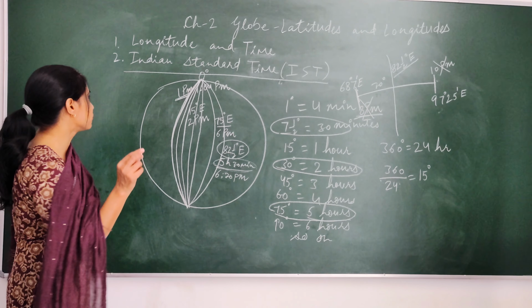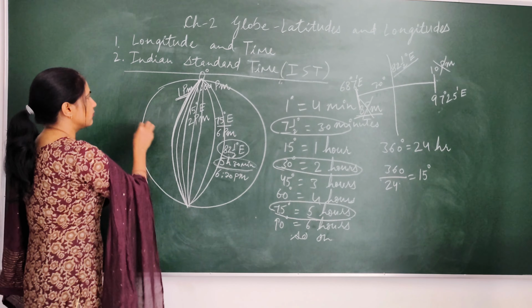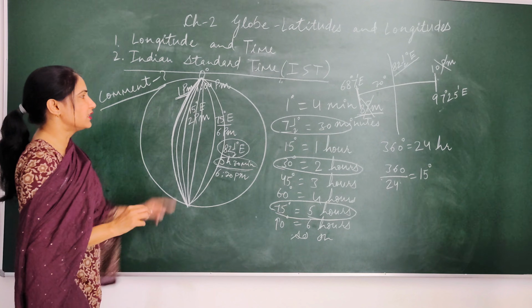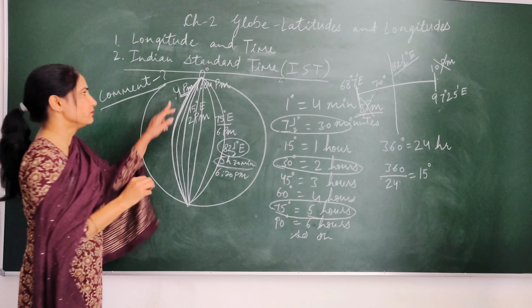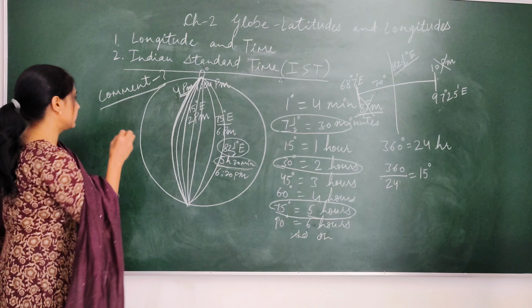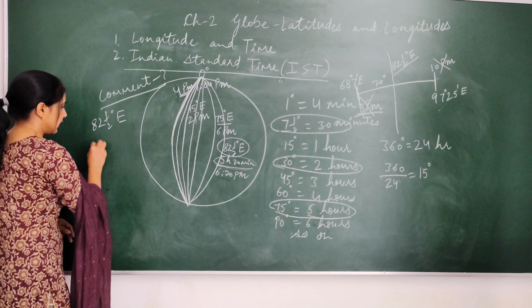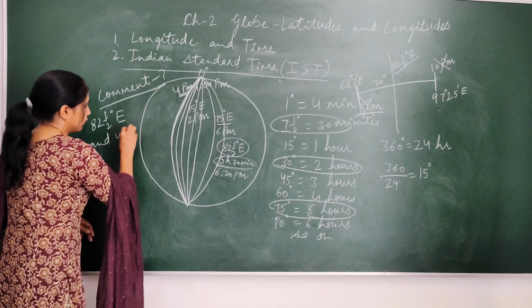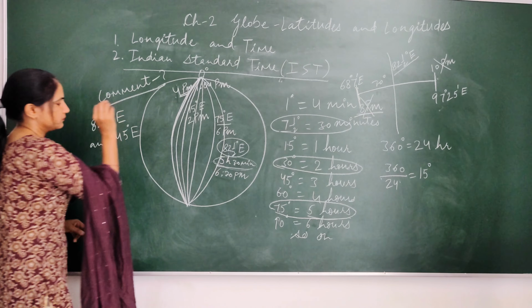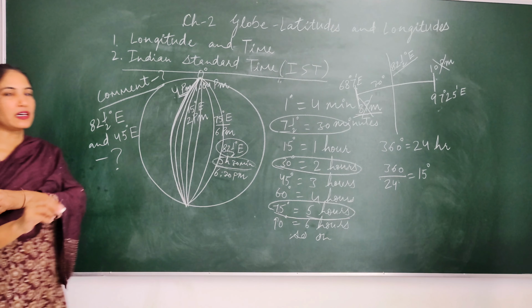Now a question for you, students. Answer me in the comment section. If the time at Greenwich Mean Time is 4 p.m., what will be the time at 82.5 degree east and 45 degree east? This is a question for you. In the comment section, answer me.